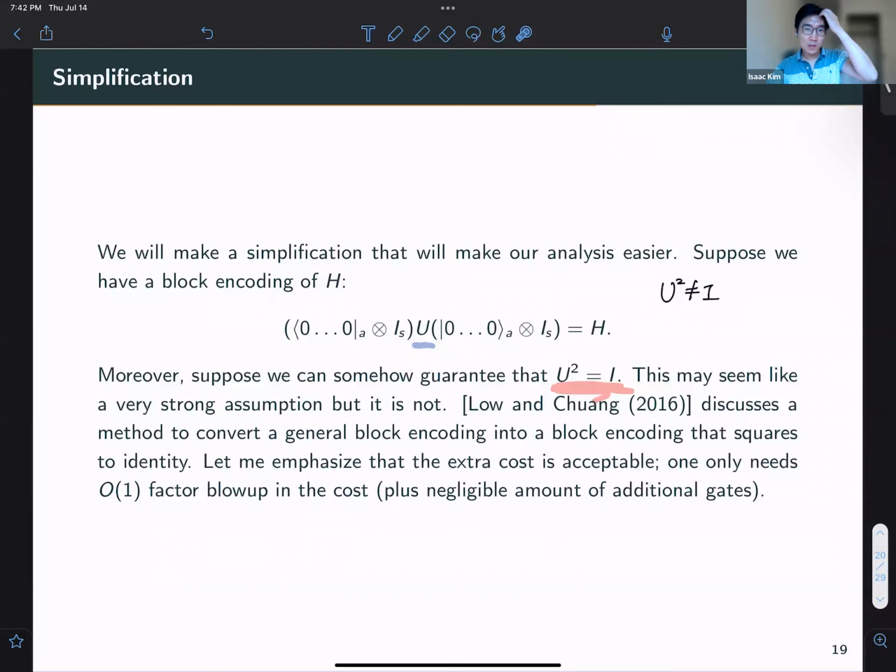And what's better, the number of extra qubits that you need is very small, like 2 or something. And the extra gates that you need blow up only by a constant factor, like a factor of 2. So in the grand scheme of things, this doesn't add too much cost. So it's safe to assume that if you constructed a unitary which is a block encoding of H, there is another unitary U prime which block encodes H, and it squares to identity. Okay. So that's going to be my starting assumption.